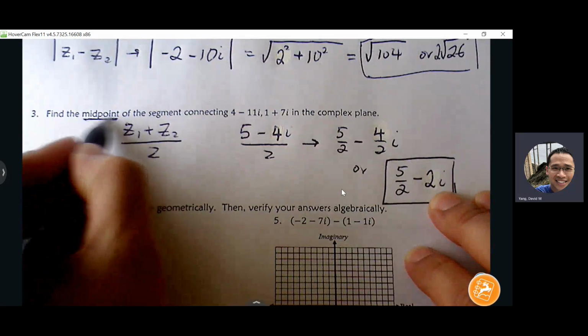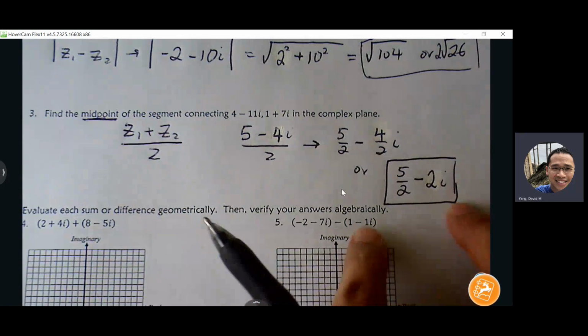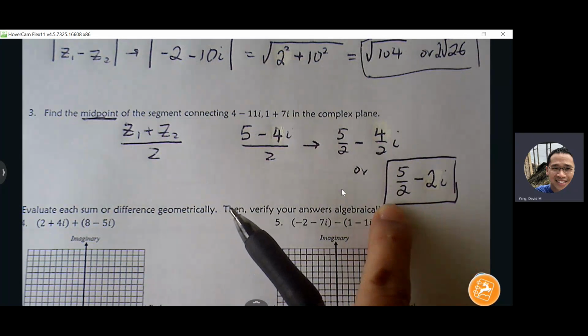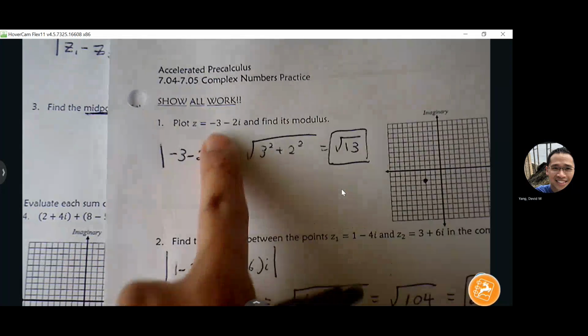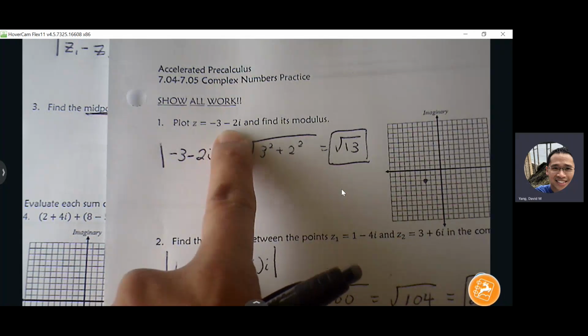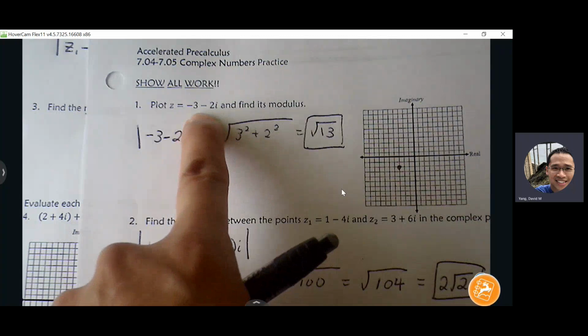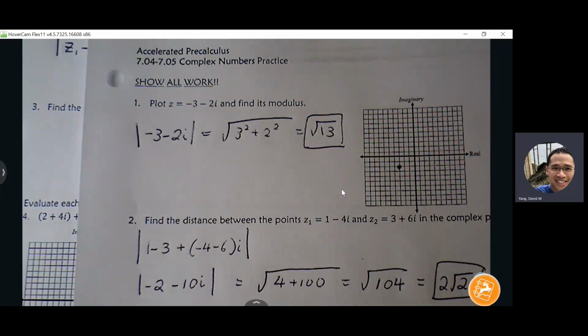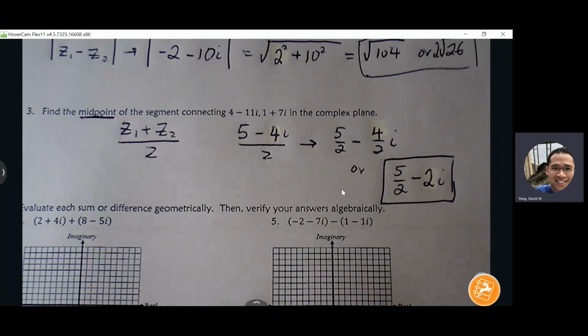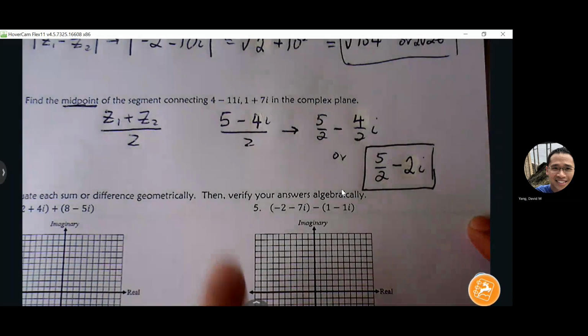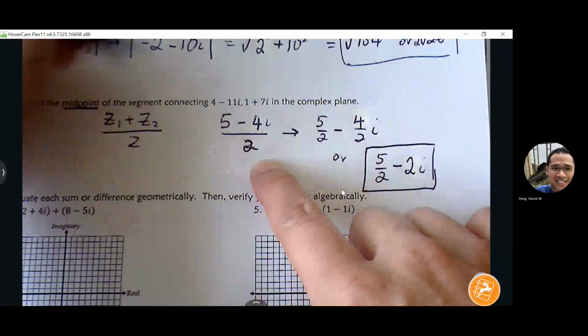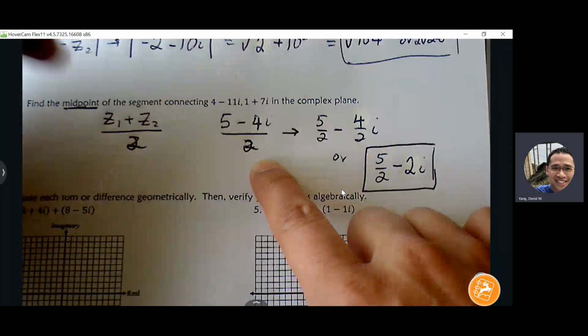So if we're trying to find the midpoint in complex number form, we always write it in this form, right? Just like how if I had -3 minus 2i, we write it as -3 minus 2i, but we treat it like an ordered pair. For the 5 minus 4i, is that a 0 or 2? This is 2. Right, yeah, it should be a 2.